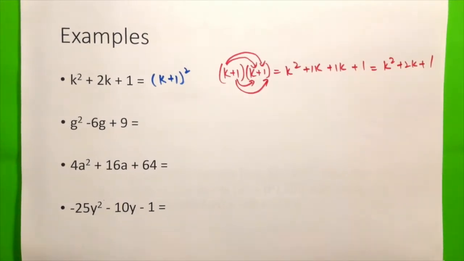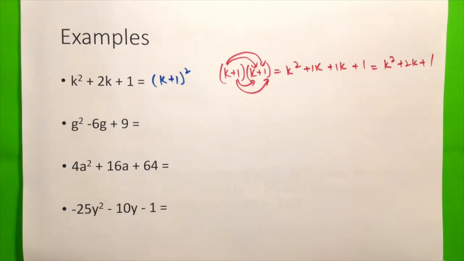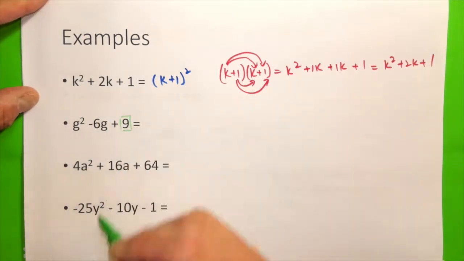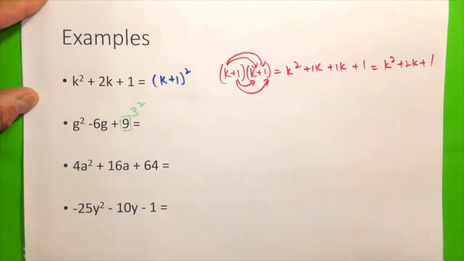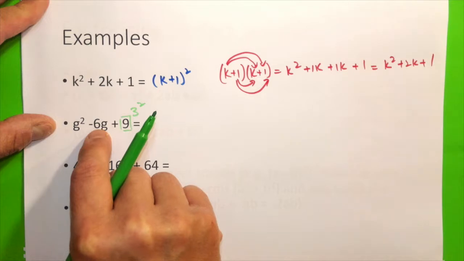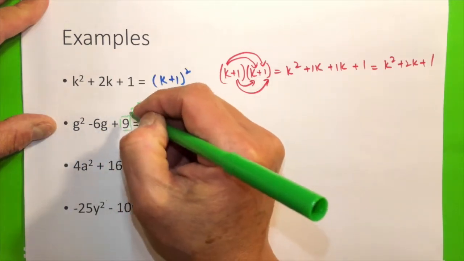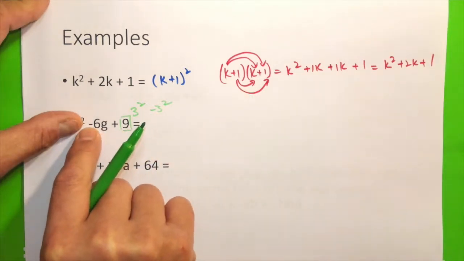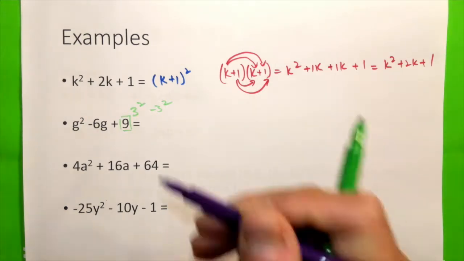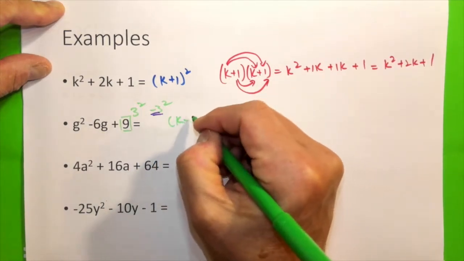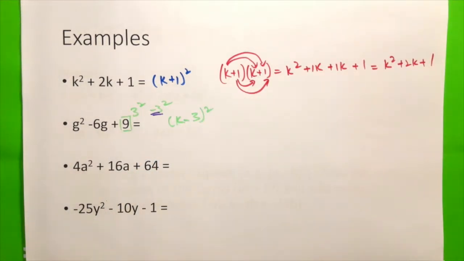Alright, what about the next one? g squared minus 6g plus 9. What actually is 9? 9 is 3 squared, correct? So we know that it's actually 3g. 9 could also be (-3) squared. Therefore, because there is a minus here, we are going to use minus 3 squared rather than plus 3 squared. So this is (g - 3) squared. I'm not going to expand this. I will leave you to do the checking.